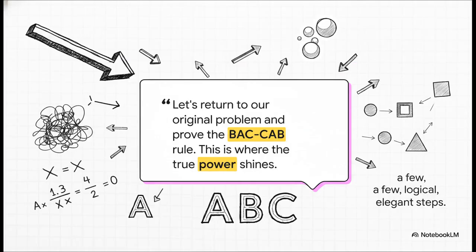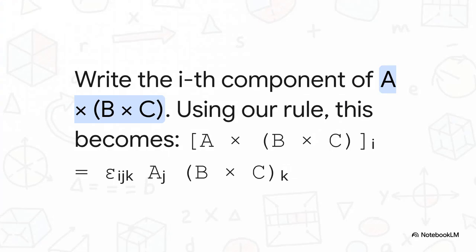And now we are ready. Let's go all the way back to that intimidating vector triple product from the very beginning. With all our new tools, we're going to prove the BAC-CAB identity. And you're about to see what would have been a full page of messy algebra turn into just a few logical, even elegant steps. All right, step 1.